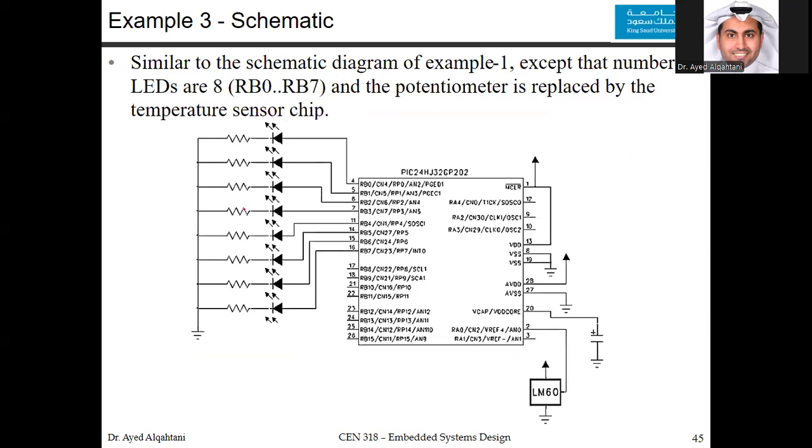You can see that this is similar to the schematic diagram for the first example, where we have the potentiometer here. It was connected to AN0. The only difference here is now we are connecting the LM60 temperature sensor to AN0. And instead of using from 0 all the way to 11, now we are using only 8 bits for this, only 8 bits. Since we use 8 bits, we have to use the R10 equation or 10 bits resolution.